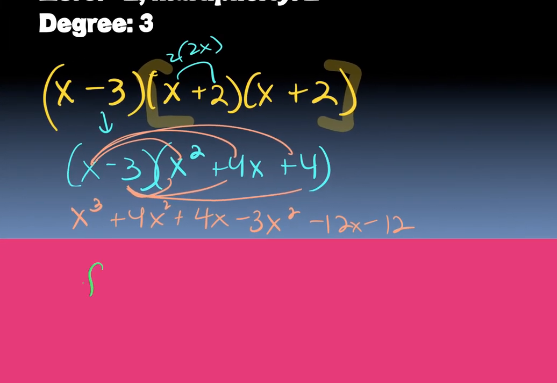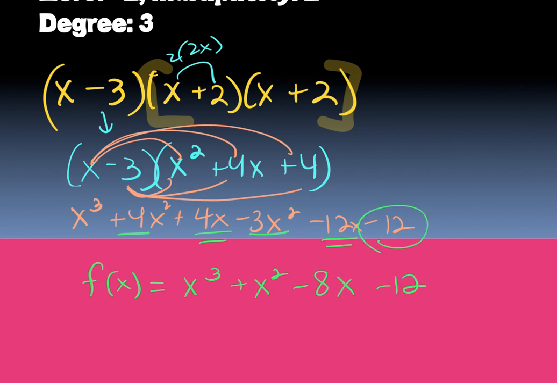And then we combine our like terms. F of x would equal x to the third. There are a 4x squared and a negative 3x squared, so positive x squared. A positive 4 and a negative 12, so minus 8x. And then the constant that's by itself is negative 12.